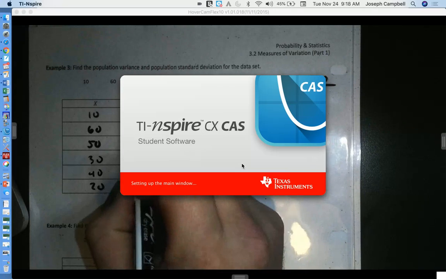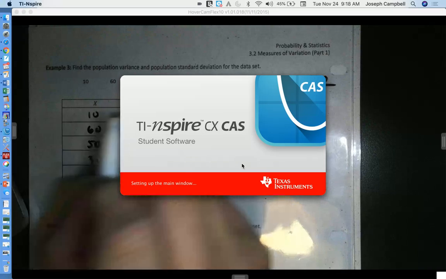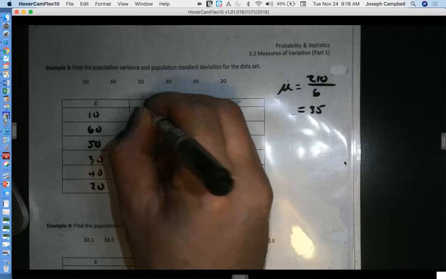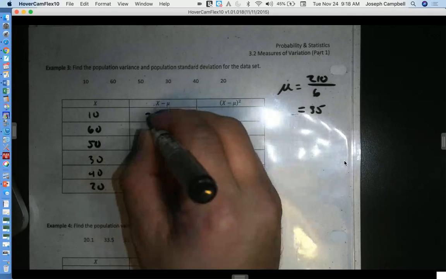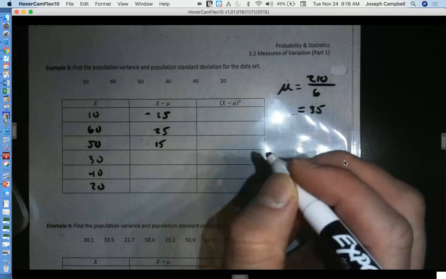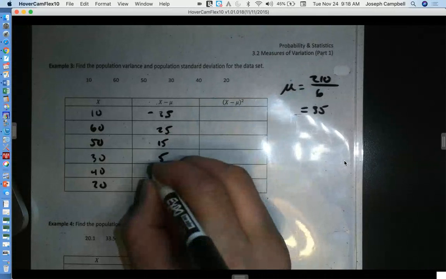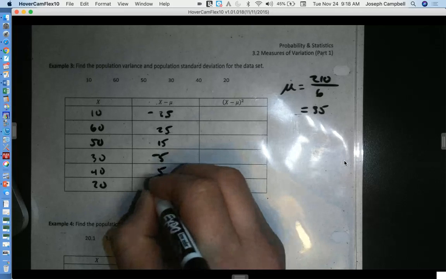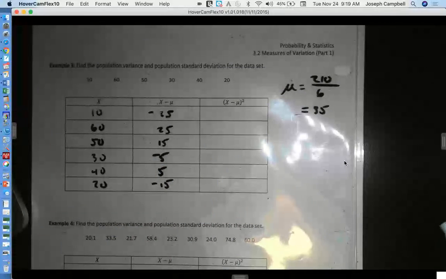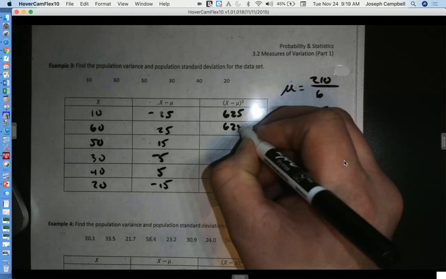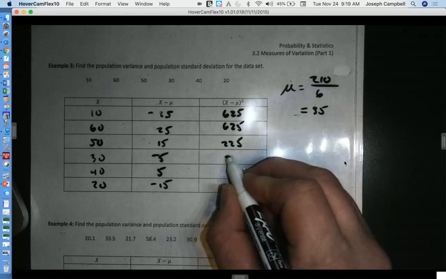Okay, so now I have 10 minus 35. That's going to be negative 25. I think I just did this. 60 minus 35 is going to be 25. Yeah, but this is the same data set. That's negative. That's positive. And that's negative. Okay. So then we got to square these. Negative 25 squared is 625. That's also 625. That's 225. That's 25.